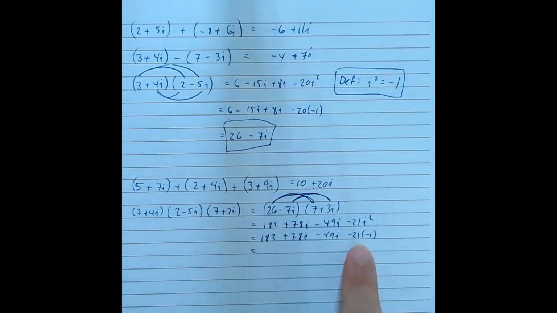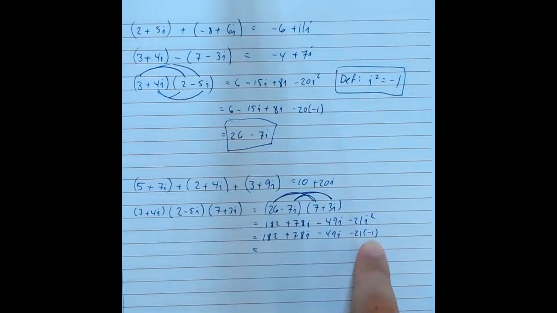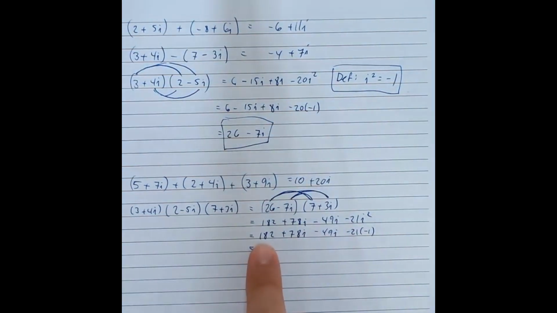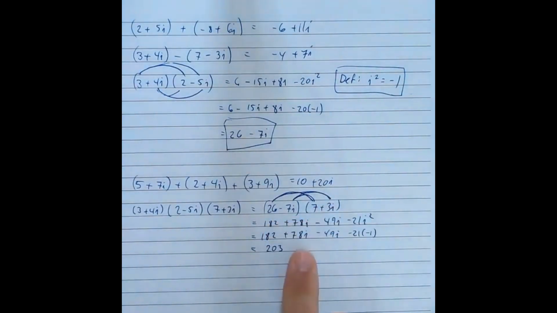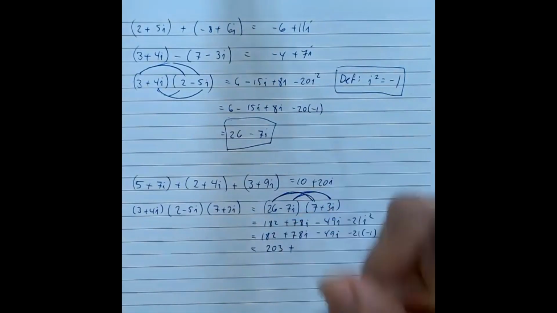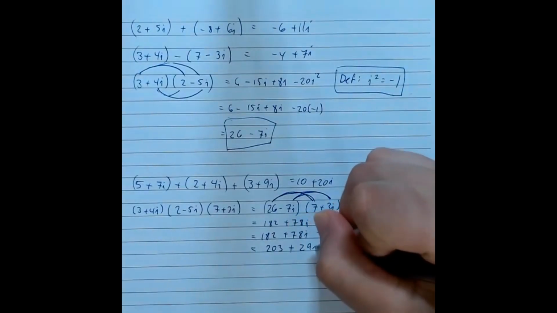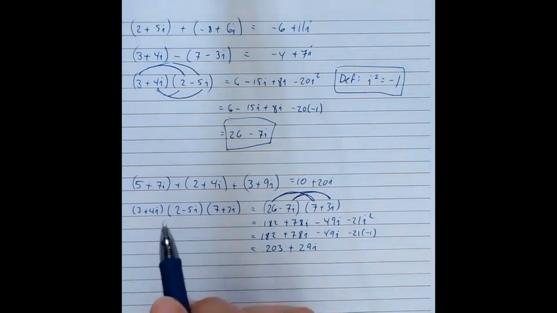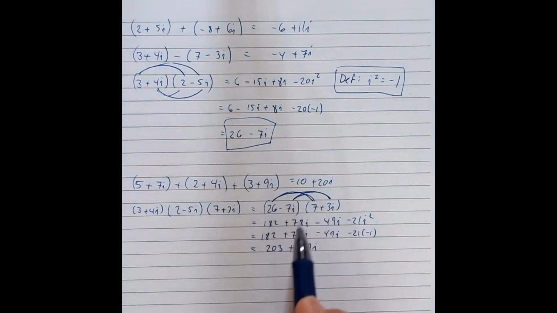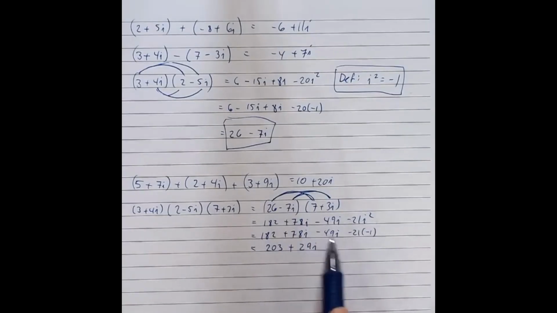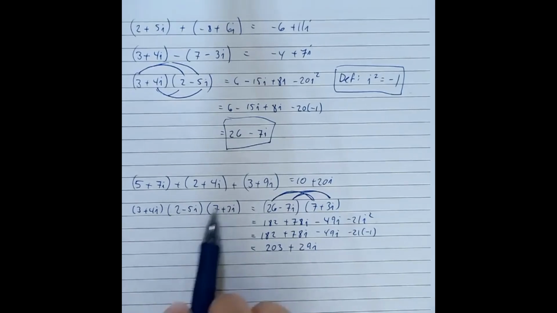And now we can combine. Negative 21 times negative 1 is positive 21. And if I add that to 182, I get 203. And then combining these, if I take 78 minus 49, I get 29i. So notice, to just multiply in one more complex number required 1, 2, 3, 4, 5, 6, 7 more steps. So multiplying complex numbers can become very, very big the more of these I have.